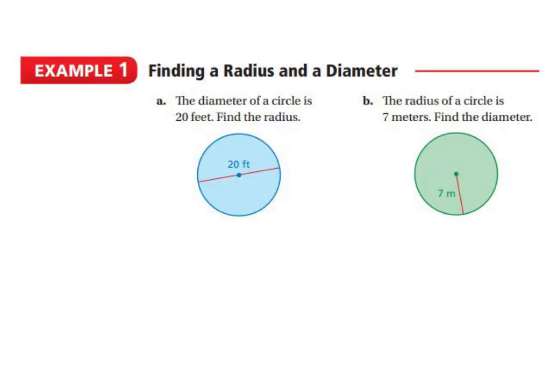So knowing that, we want to find a radius and a diameter. If the diameter of the circle is 20 feet, then what's the radius? We would look here, and half of 20 would be 10 feet. The radius of a circle is 7 meters, so find the diameter. The diameter would be double the radius, so that would be 14 meters.